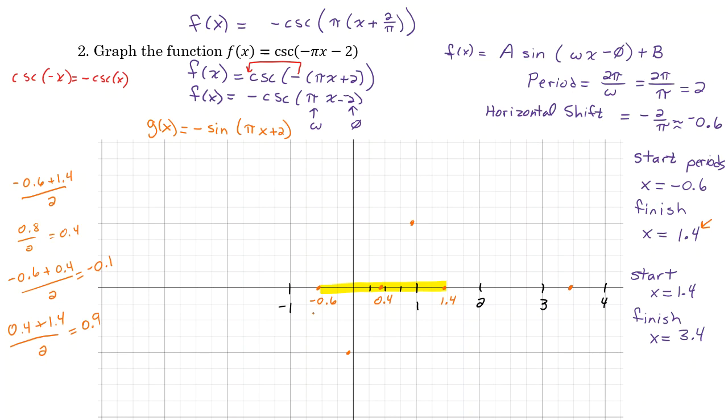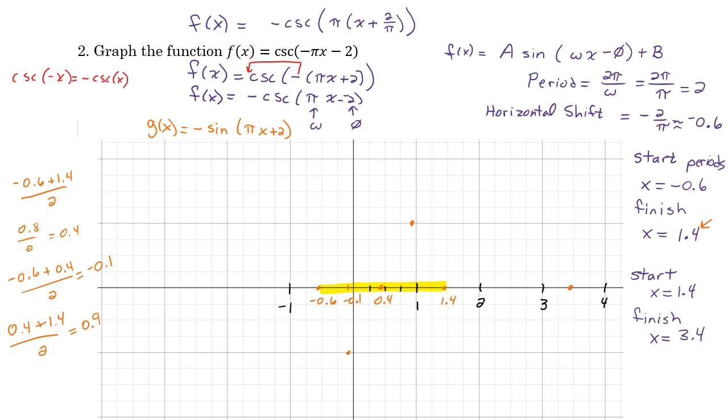Okay, so another way we could think about that is if the period is 2, then it's going to be 0.5 units to go 1/4 of the distance. So this is -0.1, and notice it's 0.5 units between -0.6 and -0.1. Then add 0.5 to get to 0.4, then add 0.5 to get to 0.9, then add 0.5 to get to 1.4. So you could also approach it that way.